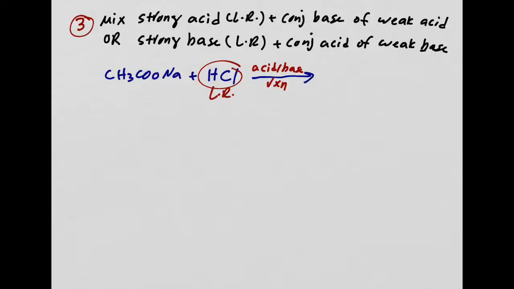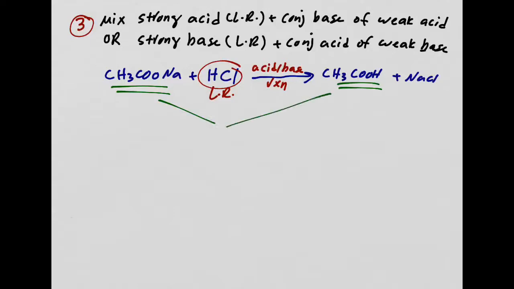So acid-base reaction, which means the acid is going to lose a hydrogen, the base is going to get a hydrogen, so this becomes CH3COOH, right? And then NaCl. So this is a limiting reagent. This is all going to be used up. If this is all used up, at the end, what am I going to end up with? I'm going to have some of the conjugate base left and some of the conjugate acid left.